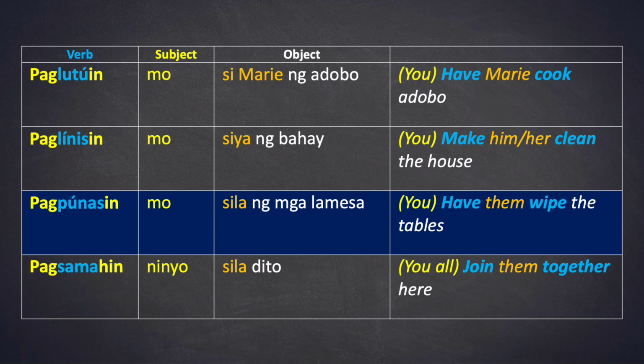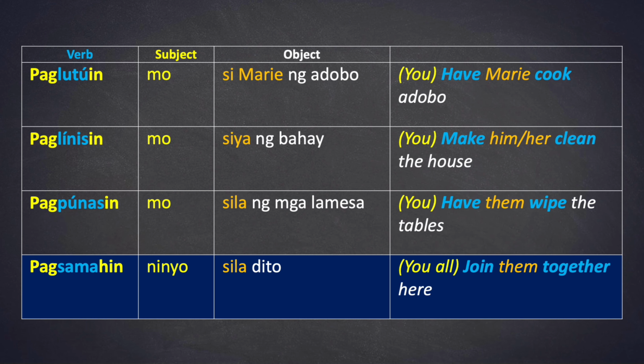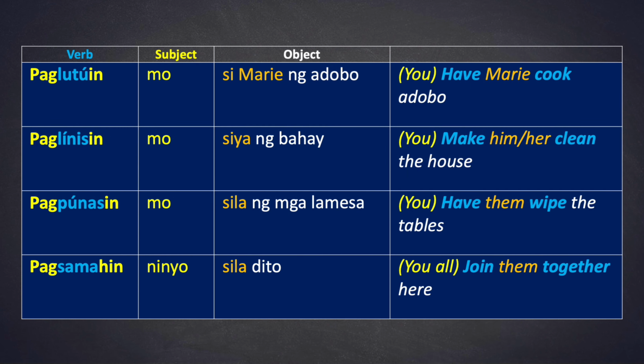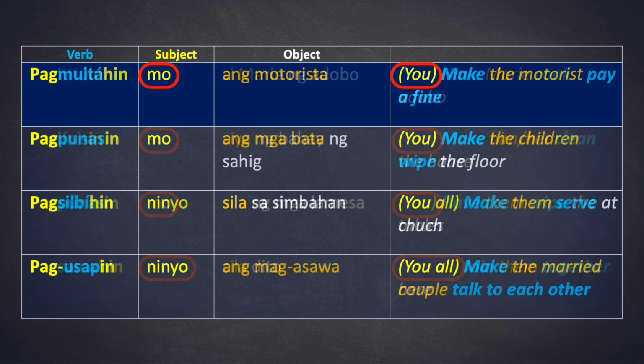Pagpunasin mo sila ng mga lamesa. You have them wipe the tables. Pagsamahin ninyo sila dito. You all join them together here. These sentences are in the imperative form that instruct the second person, mo, you, and ninyo, you all, to ask the target person to do something.